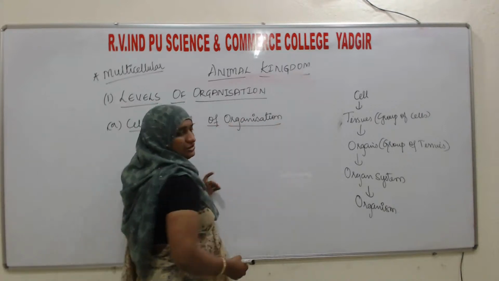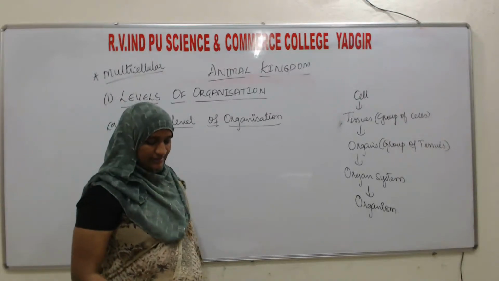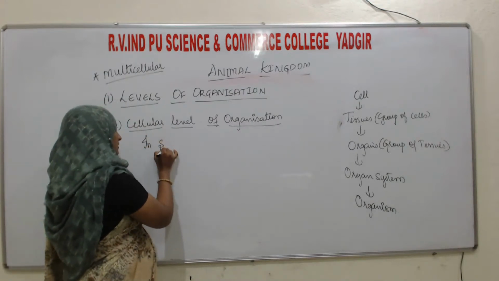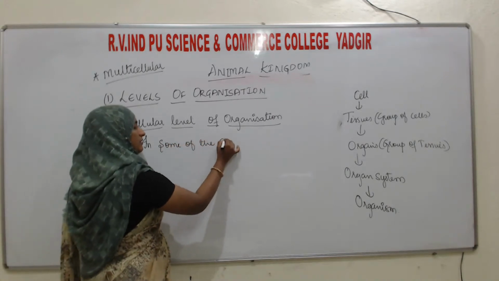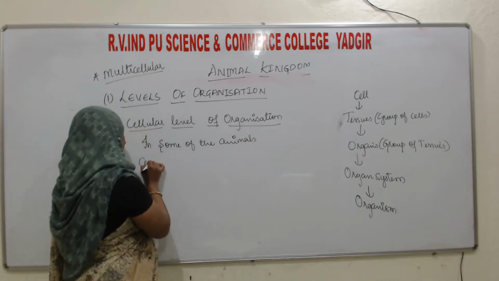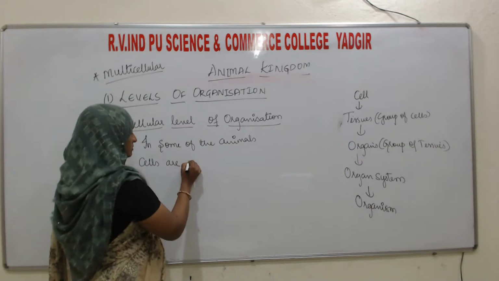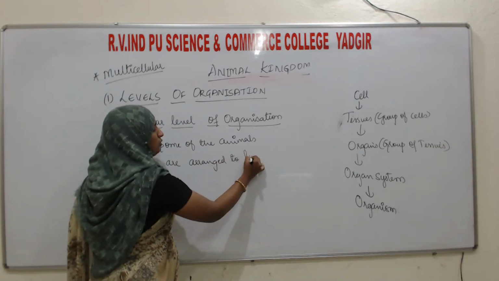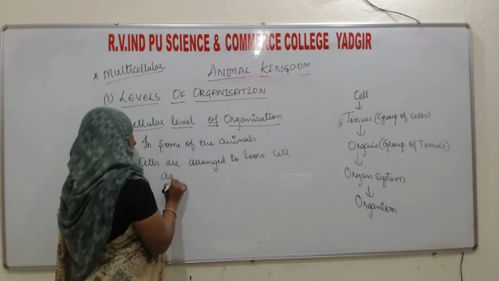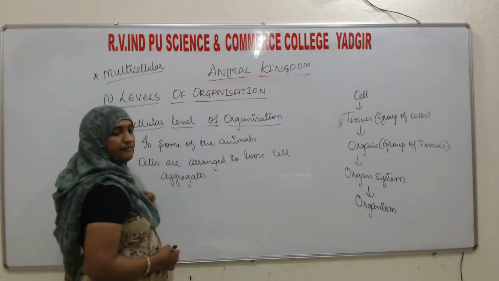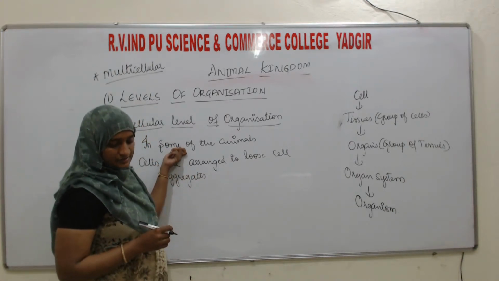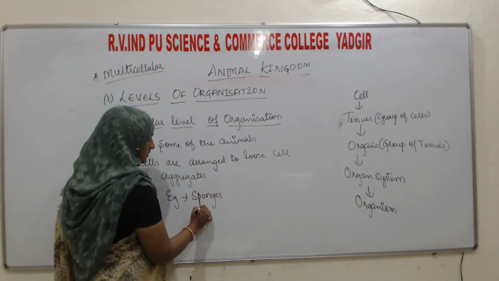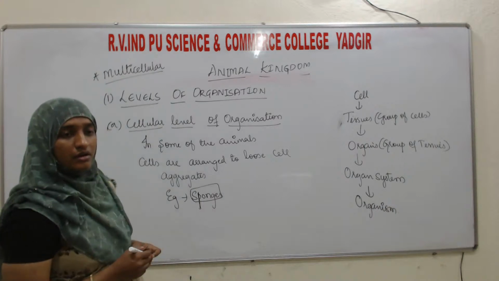In the cellular level of organization, cells are arranged as loose cell aggregates. In some of the animals, cells are arranged in loose cell aggregates. An example is the sponges. This is the example for the cellular level of organization.